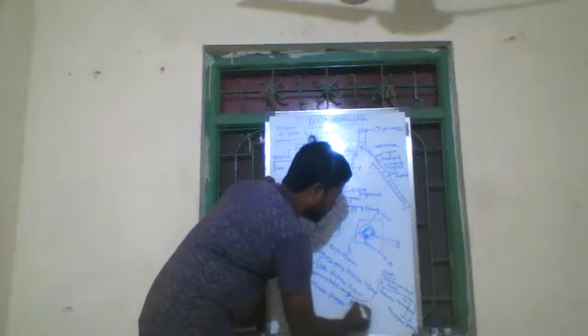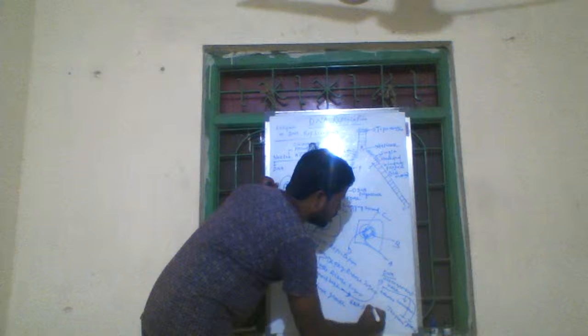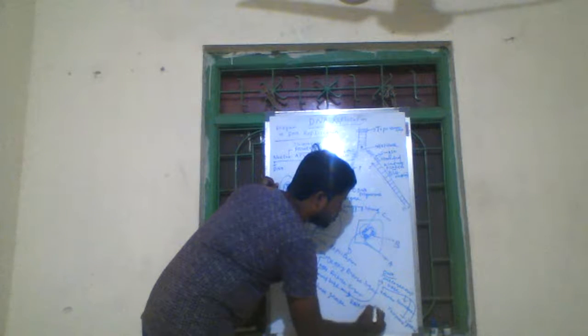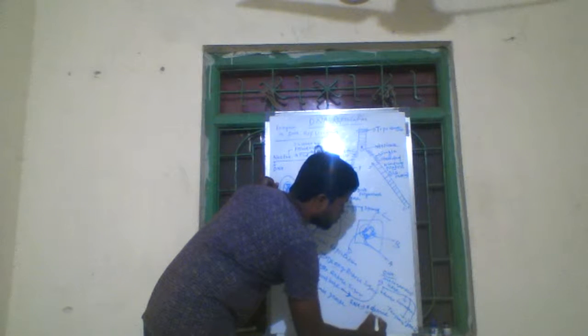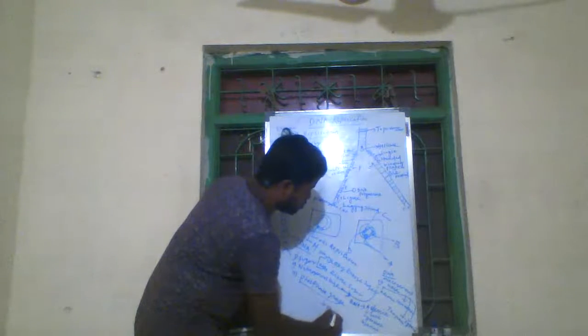In the case of RNA, it is adenine, uracil, cytosine, and guanine. And the phosphate group is phosphoric acid.